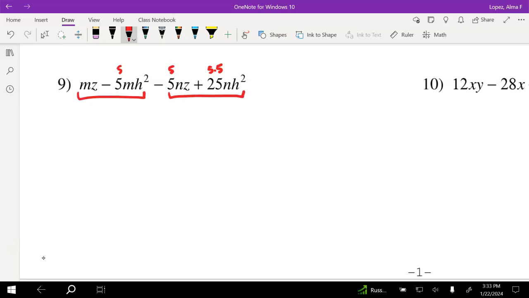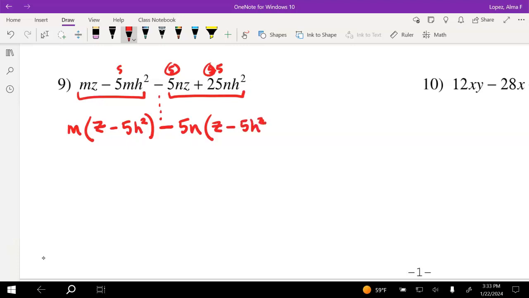The first 2 pieces have an m in common. When I factor it out of the first term, it's going to leave behind a z. When I factor it out of the second term, I'm going to be left with a minus 5h squared. Bring down the sign between the 2 groups. The second group has a 5 in common all the way across and an n. When I factor the negative 5n out of the first term, it's going to leave behind a z. When I factor the negative 5n out of the second term, it's going to leave behind a minus 5 and an h squared. Now I'm down to 2 terms.